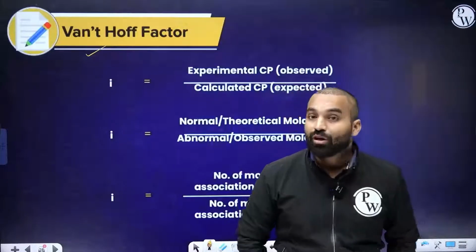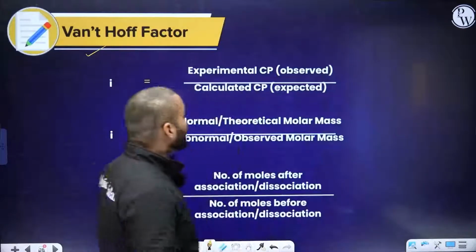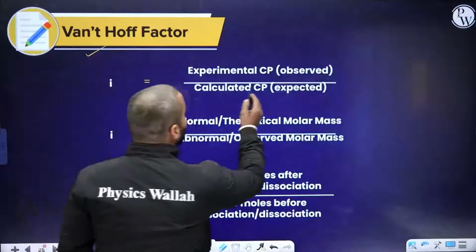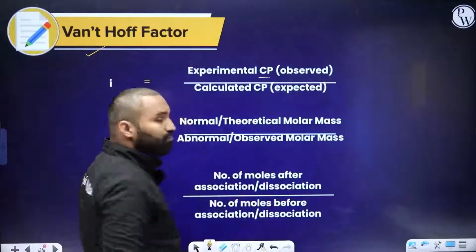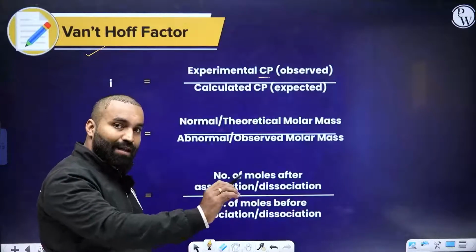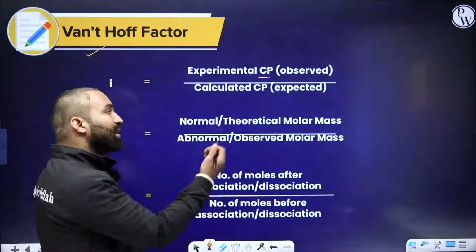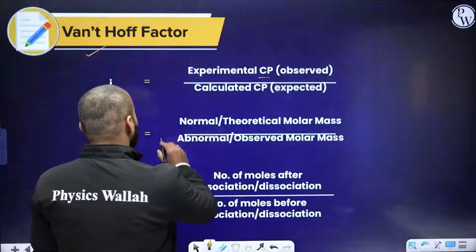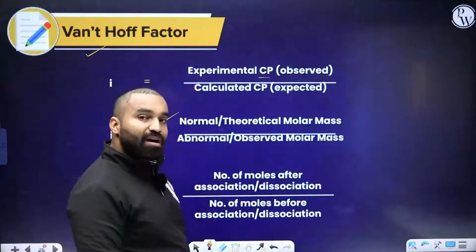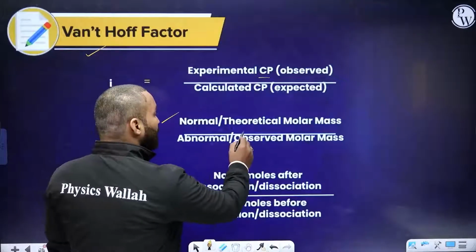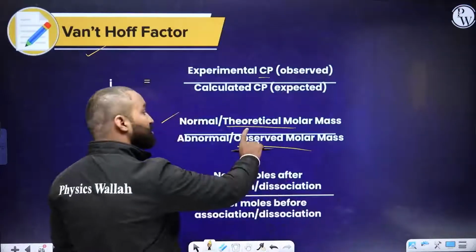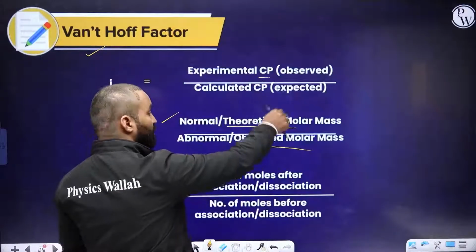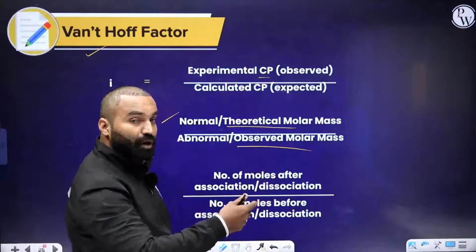So to fix all these, the Van't Hoff factor is introduced, which equals the experimental colligative property, which is observed, divided by the calculated, which is expected. So on paper, you calculate one property and you do an actual experiment, and take a ratio. So, normal or theoretical molar mass and observed molar mass: in case of molar mass, this ratio is reversed. Don't do it otherwise. Okay.